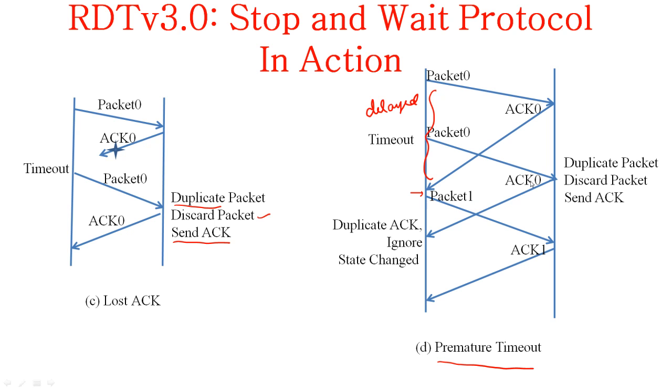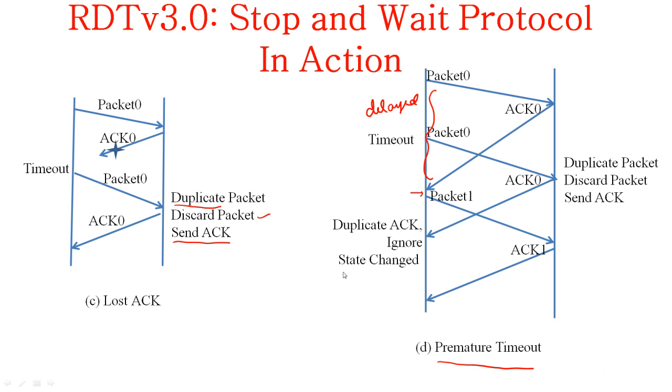But when the second acknowledgement for the same packet came, it's a duplicate ACK. In this case, you are going to ignore this ACK because your state has changed. By state change, I mean you have already transmitted packet 1. So this ACK for 0 does not make any sense. So you can ignore it.